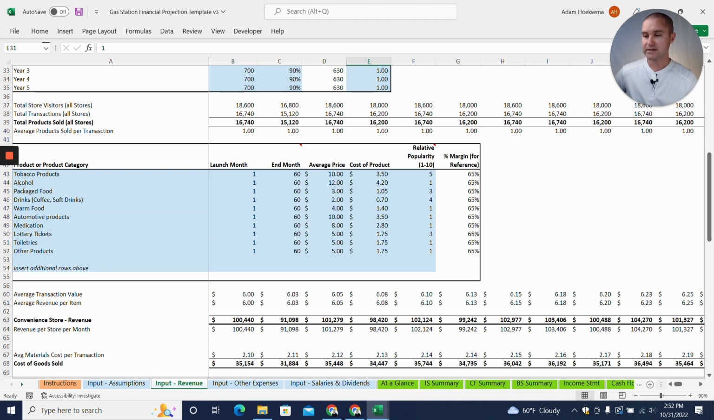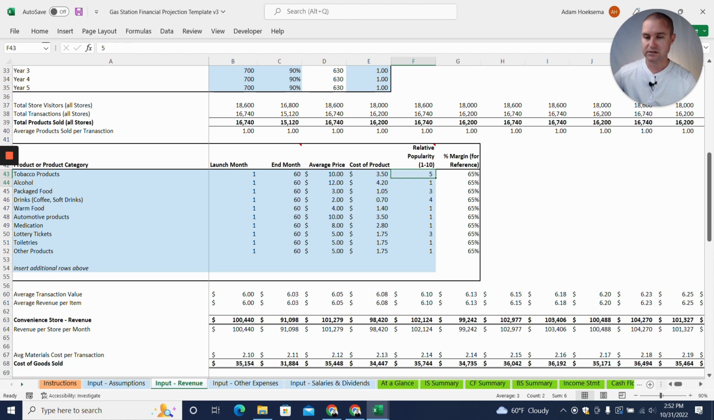And that breakdown of those products that are purchased from the convenience store is broken down here. So we've got these different products with an average price point for each one. And then this is your cost. What does it cost you? So we're saying for tobacco products, basically your cost of goods sold is 35%. If it's a $10 item, your cost is $3.50.